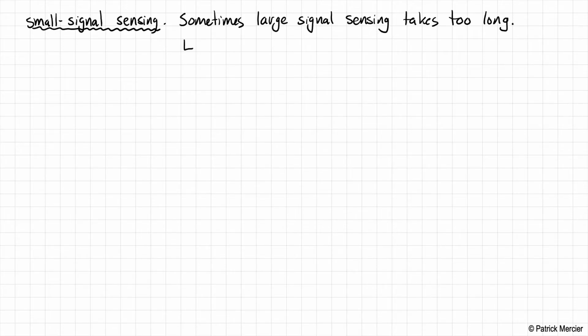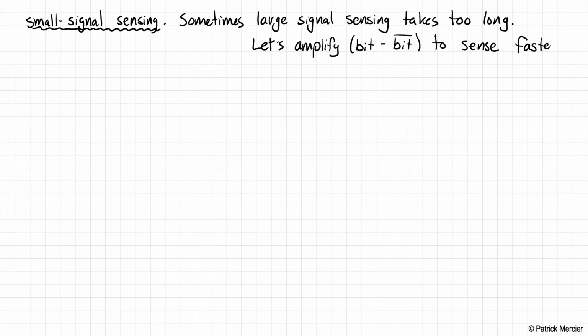Okay, so the idea is let's amplify bit minus bit bar to sense faster. Right, this is technically a differential, or I suppose a pseudo-differential signal. And so couldn't we just amplify this? As soon as we see a small differential change between bit and bit bar, we can amplify that result up to VDD and then make a quick decision that we don't have to wait for it to discharge all the way down to 0.